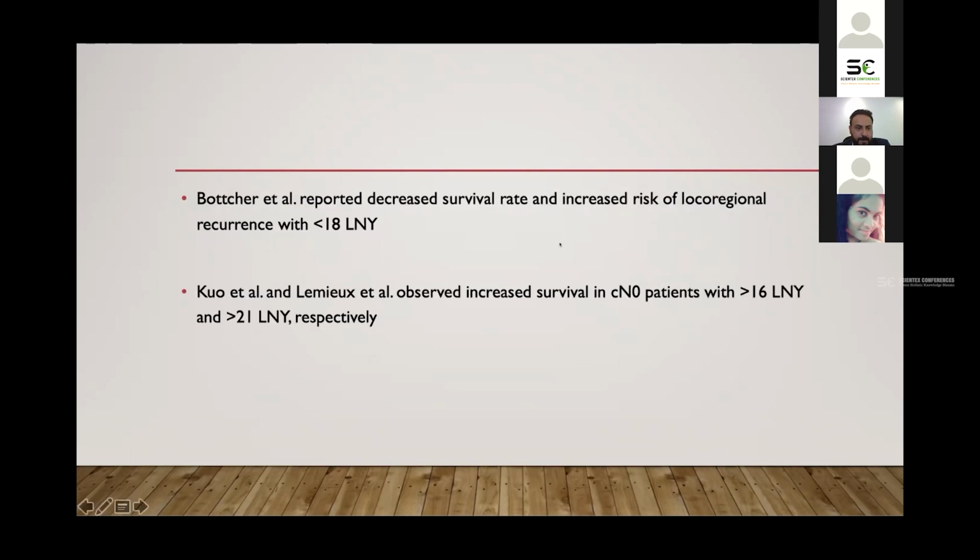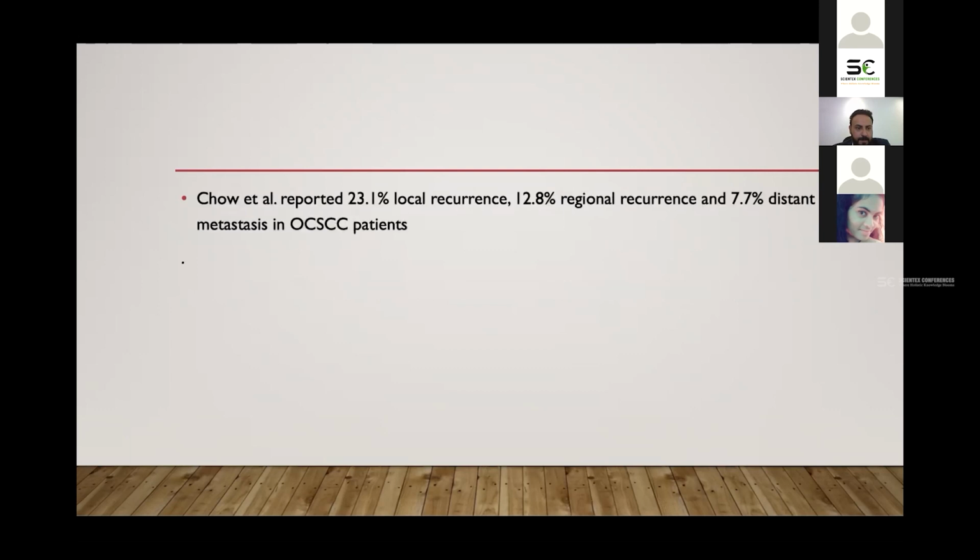Butcher et al. reported decreased survival rate and increased risk of loco-regional recurrence with lymph node yield less than 18. Co et al. and Lumio et al. observed increased survival in N0 patients with more than 16 and more than 21 lymph node yield, respectively. Cho et al. reported 23% local recurrence, 12.8% regional recurrence, and 7.7% distant metastases.